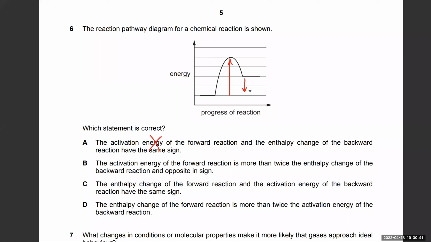Then the next, the activation energy of the forward reaction is more than twice the enthalpy change of the backward reaction, and opposite. That kind of looks fine. The activation energy for the forward reaction, there are 4 lines, and the enthalpy change of the backward reaction, that's two divisions. So it is more than twice, and they do have opposite signs. One is gaining, the other one is losing. So that looks fine, and the rest are probably wrong.